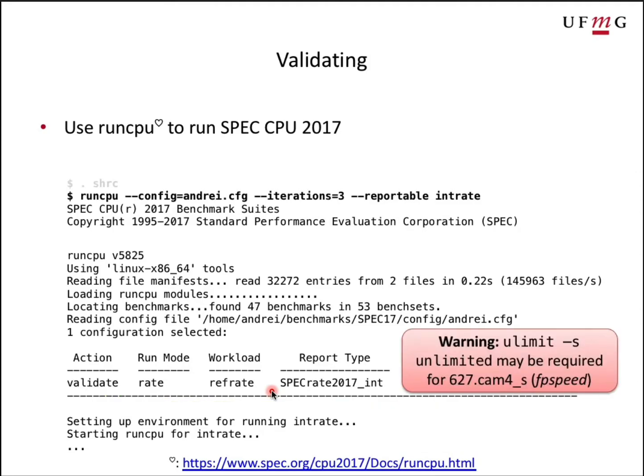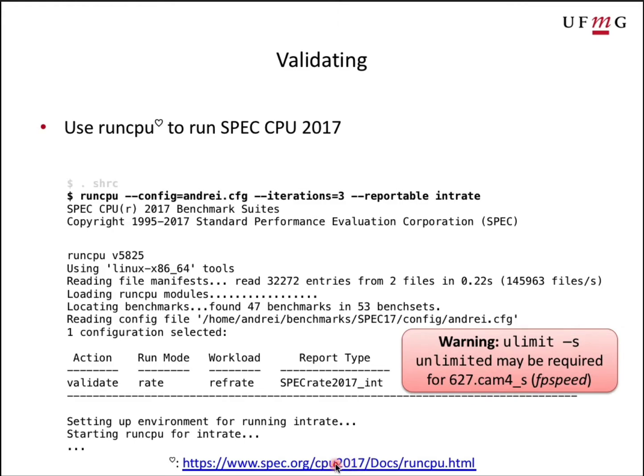There's specifically a problem with the benchmark called CAM4 in FP speed, that it uses a very large stack. So we need to configure this flag to ensure that we have enough stack memory for it to run. So I came across this problem, and they also have this in the documentation. So it's quite useful, quite important.